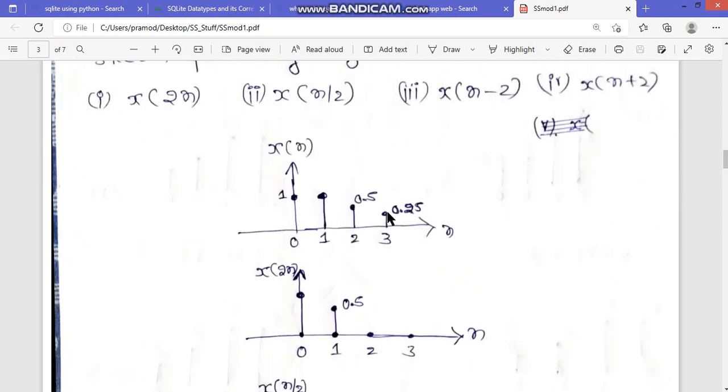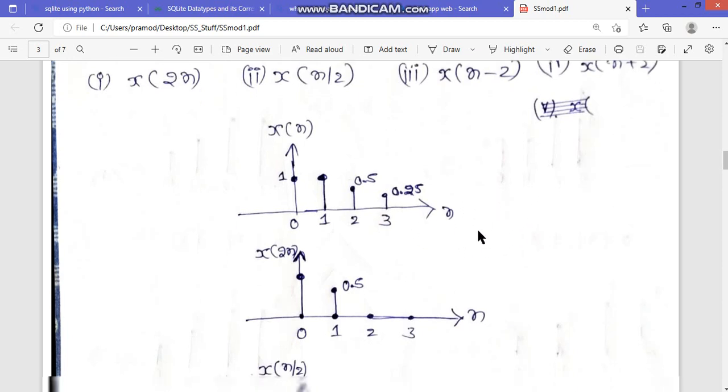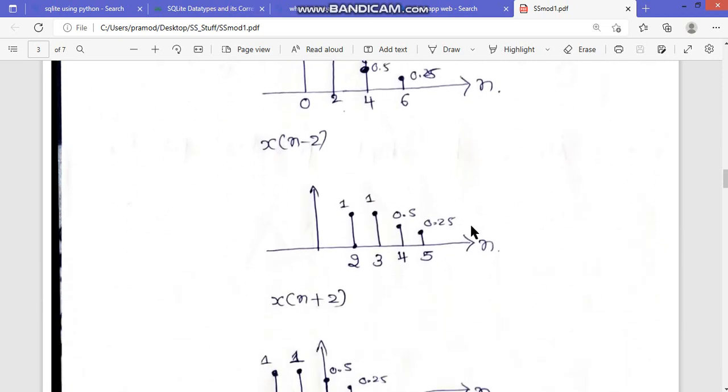Or simply you can right shift your signal by 2 units. Your original signal is this one, and right shift it by 2 units, so it will start from 2. This sample comes here, and this sample comes here, and these samples move 2 units forward. Finally you will get this signal.